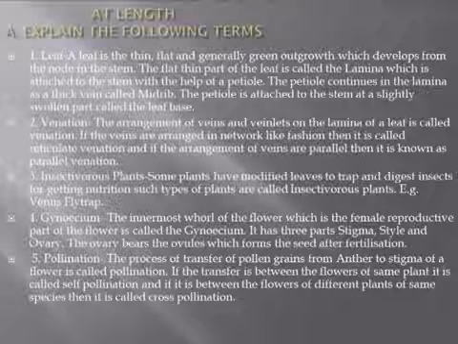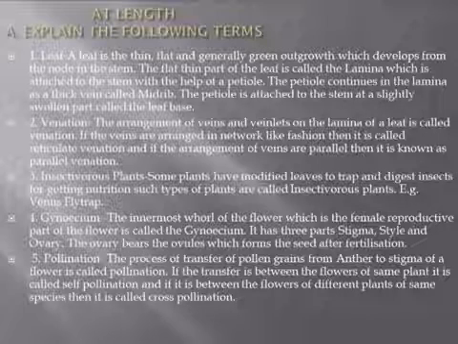Number 3, insectivorous plants. In some plants, they have modified leaves. The function of these leaves is to trap and digest insects. This type of plant is called an insectivorous plant or carnivorous plant, and an example of this type of plant is the Venus flytrap. Number 4, gynoecium.